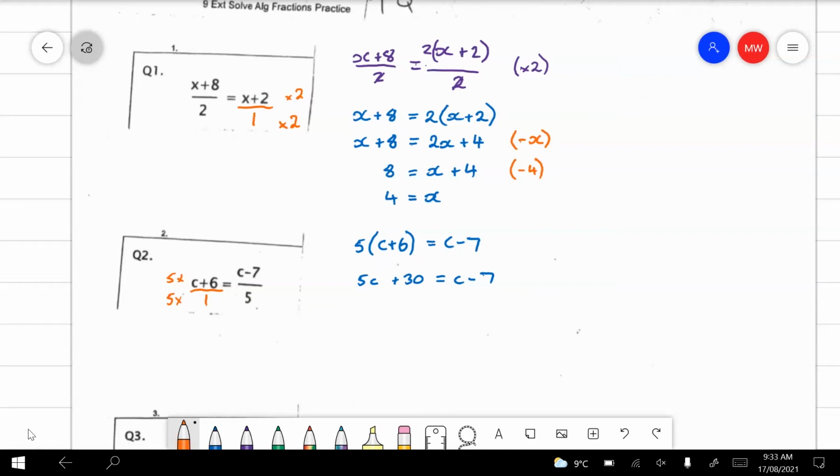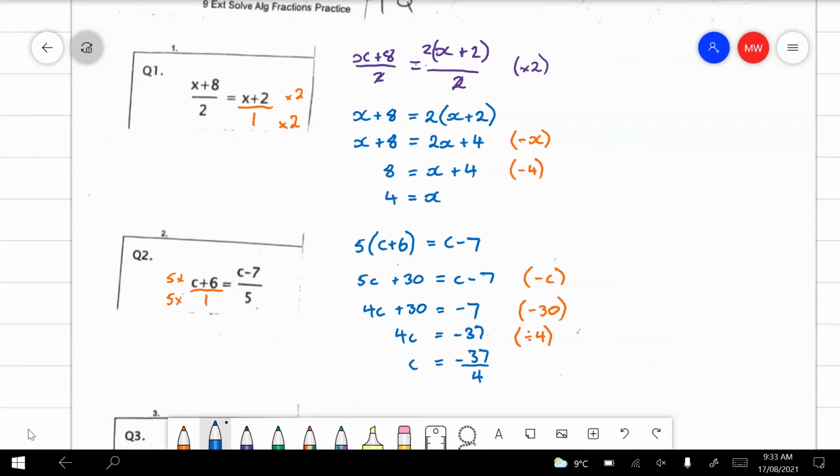I'll take c from both sides. Now I'll be left with 4c plus 30 equals minus 7. I'll subtract 30 from both sides. I'll end up with 4c equaling negative 37. Now I'm just going to divide by 4 on both sides to get c by itself, and I'll end up with c being negative 37 over 4.